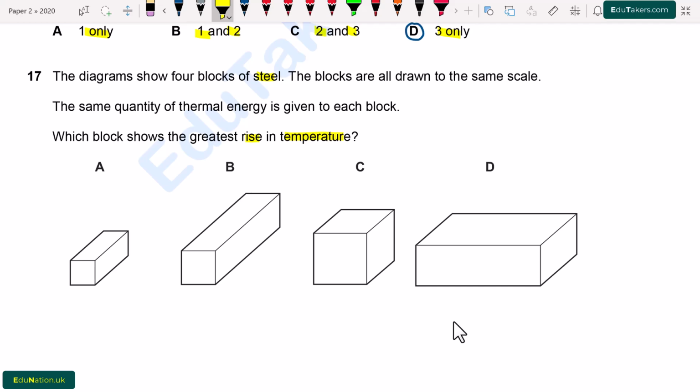So first of all we have 4 blocks A, B, C and D. We check the volume for each of these blocks. For the block A, the volume is smaller as compared to B, C and D. When the volume is smaller, the amount of heat energy is transferred to it easily. Therefore, it shows greater rise in temperature. So option A is correct. Due to the smaller volume, it is easier to transfer energy to this block, due to which it shows greater rise in temperature.